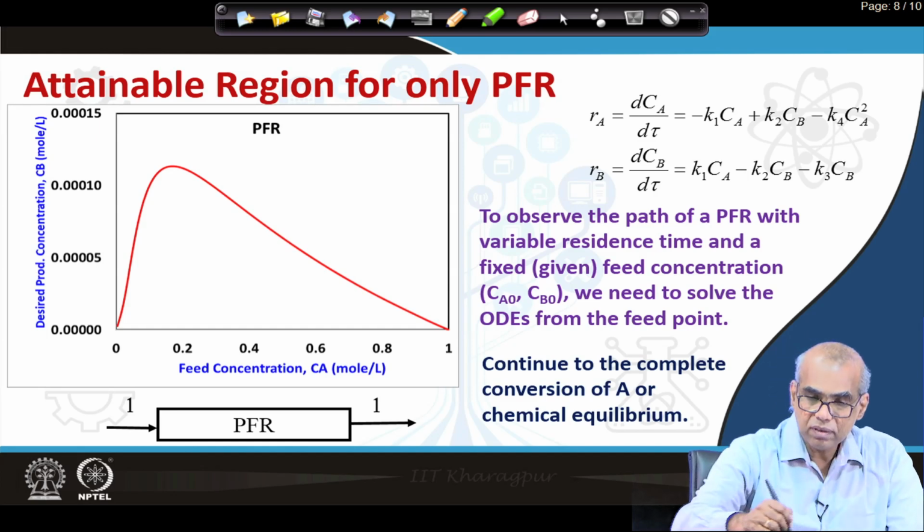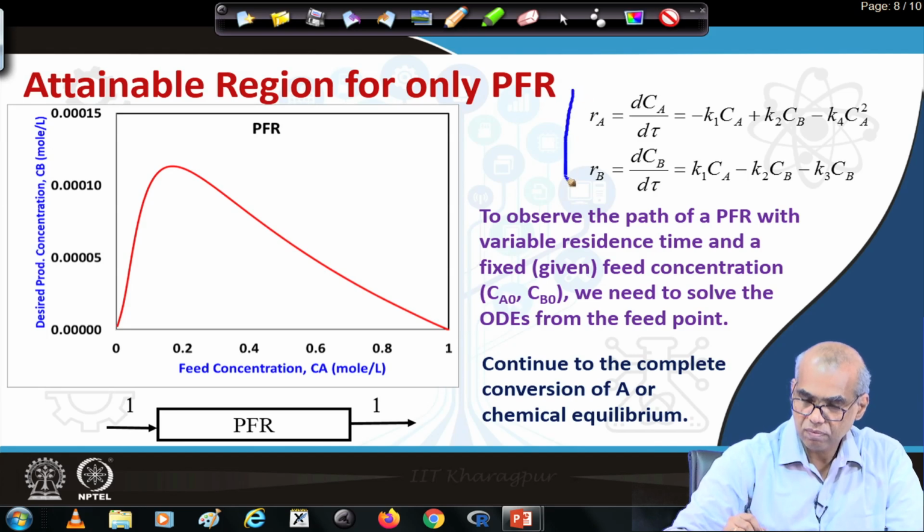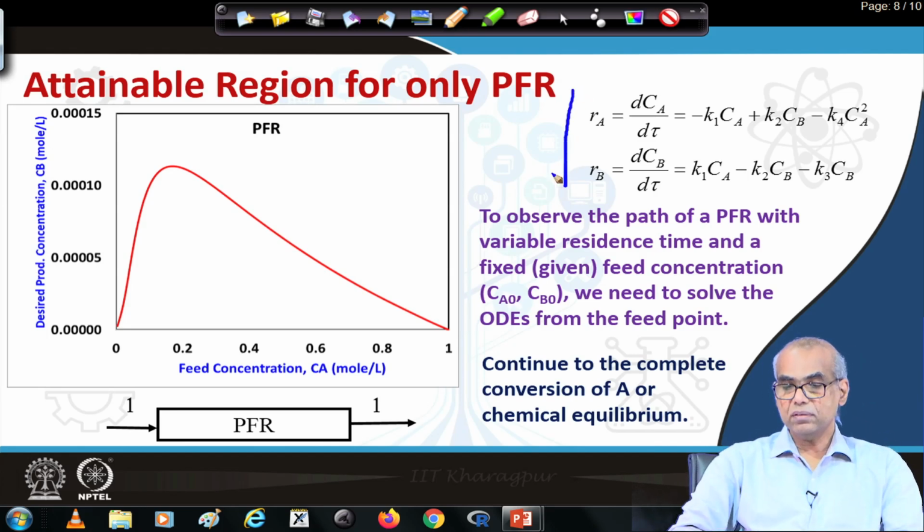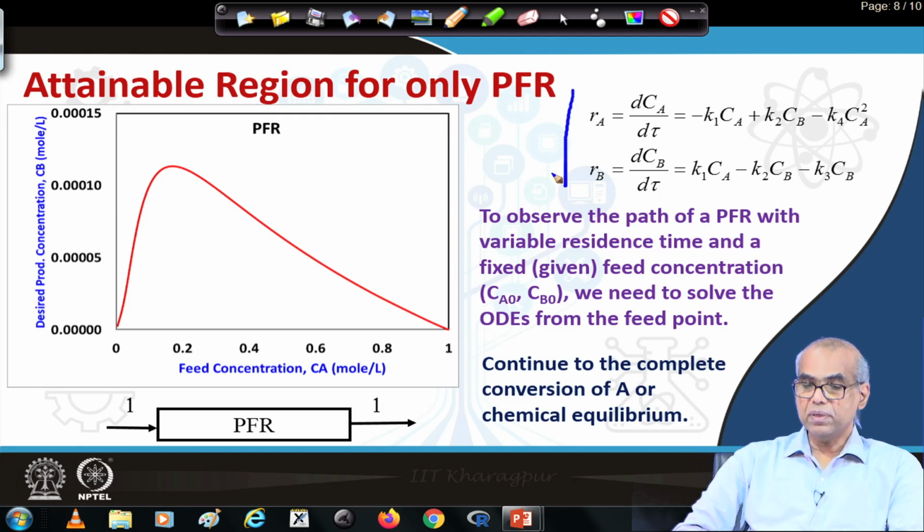So, this is what we have done here. To observe the path of this plug flow reactor with variable tau and a fixed feed concentrations Ca0, Cb0, we have solved the ordinary differential equations from the feed point. So, the initial condition here is Ca0 equal to 1 kilomole per meter cube and Cb0 equal to 0.